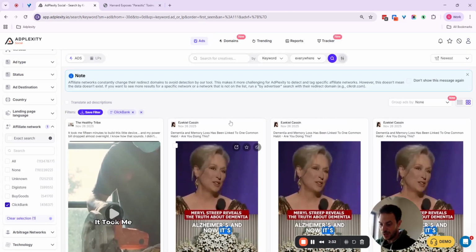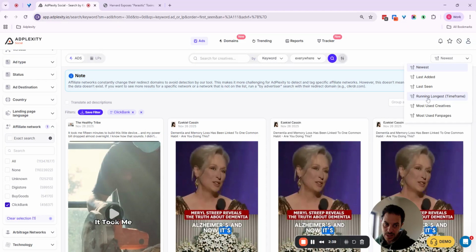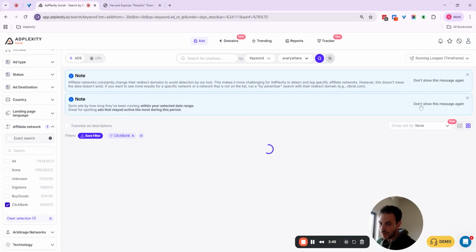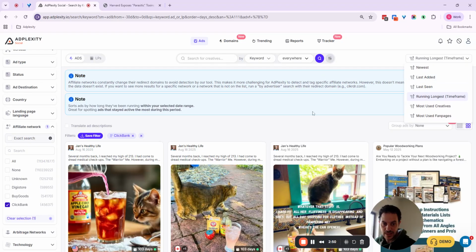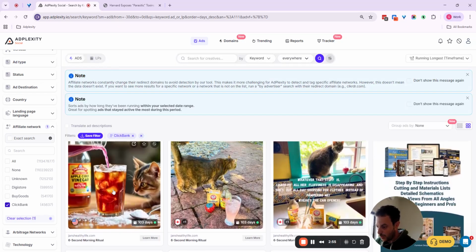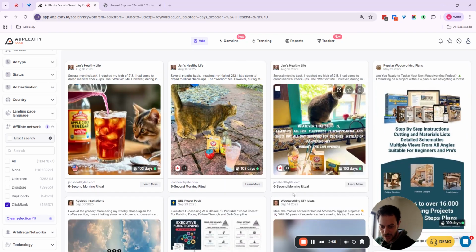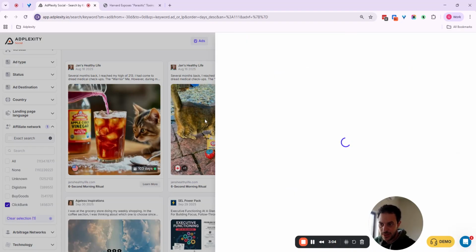All right, so these are the newest ads we have. You can sort the ads by different sorting options. In this case, let's try sorting by running longest within our time frame. This means we're going to be looking at ads that have been running for quite some time. So you can see here 103 days. I've seen a lot of these apple cider vinegar ads, by the way. So this seems to be very, very trendy. I'm probably a little bit older now. Let's see what we have.